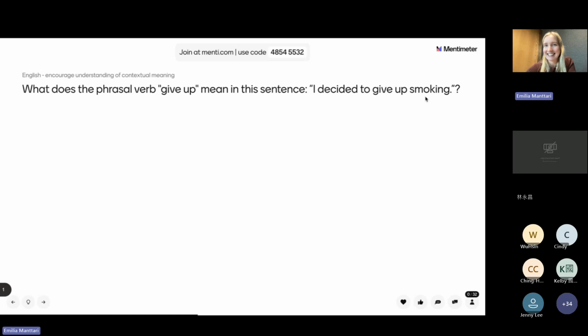And the sentence is, I decided to give up smoking. Now, actually, I'm going to go ahead and hide the responses again, since I would say that this is best practice in situations like this, because you don't want the participants to be influenced by other participants' answers.